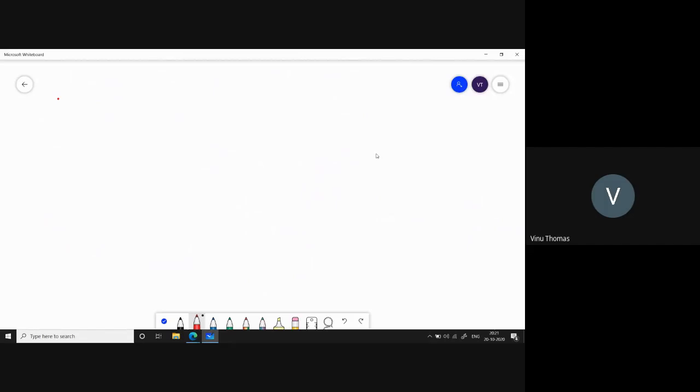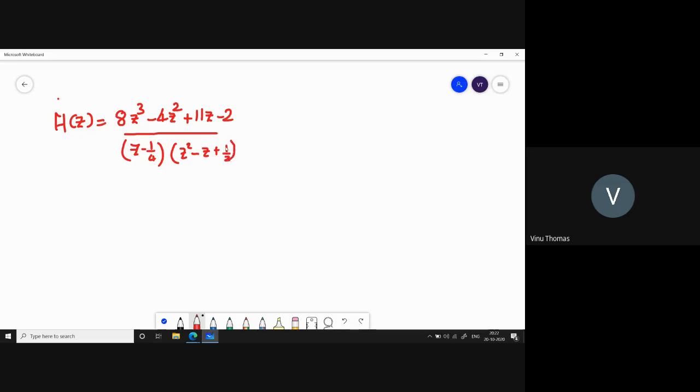So let us look at a filter. H of Z is equal to 8Z cubed minus 4Z squared plus 11Z minus 2, divided by (Z minus 1 by 4) into (Z squared minus Z plus 1 by 2). So this is your H of Z.